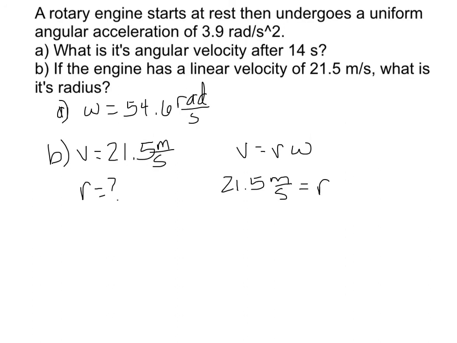So 21.5 meters per second equals the radius, and then we're using our answer from part A of 54.6 radians per second. And when we divide both sides by the angular velocity, the units are going to cancel out and leave us with just meters. So we're going to have 21.5 divided by 54.6, and we get a radius of approximately 0.39 meters.